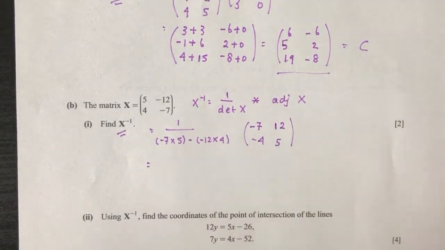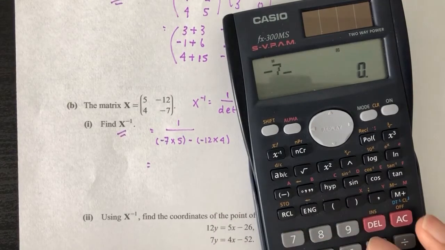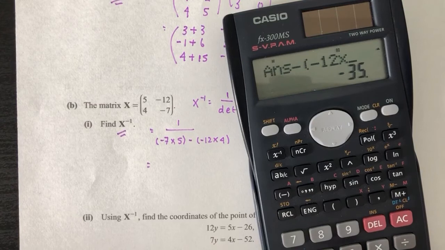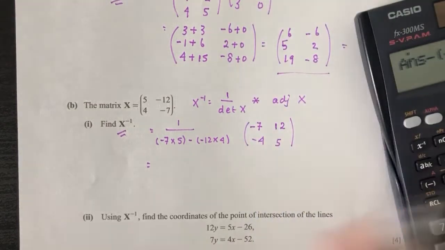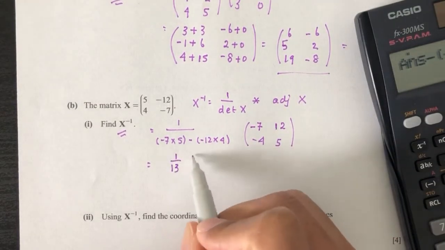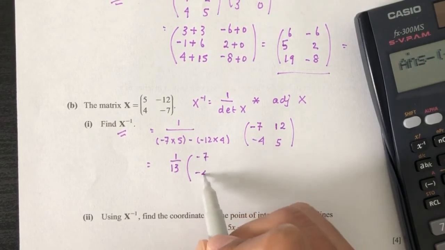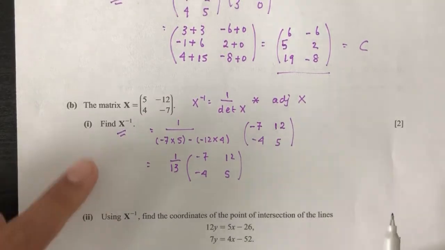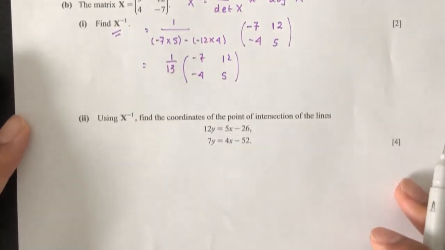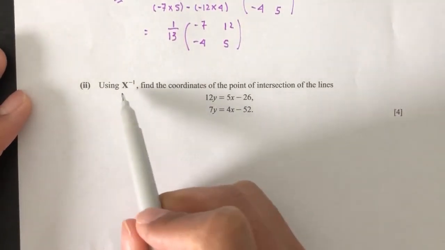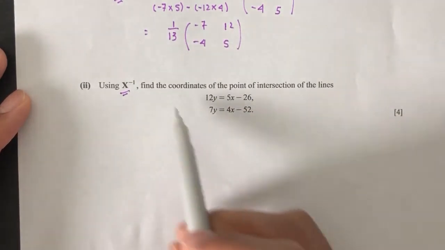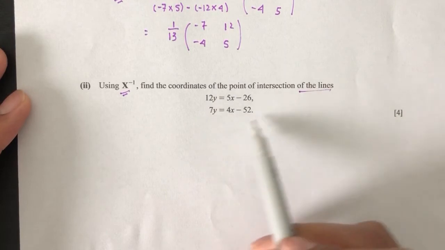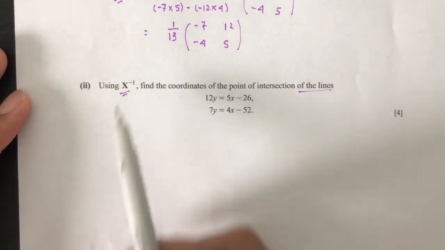So simplify. Minus 7 times 5 minus 12 times 4 becomes 13. So 1 over 13 times this will be your inverse of X. That is your answer for part B. Now for part 2, you have to use this to find the point of intersection of the lines. So we have to solve these simultaneous equations using X inverse.